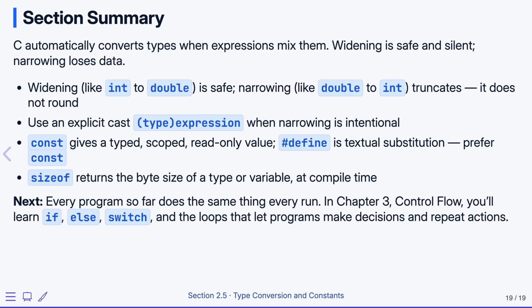Next, in Chapter 3, Control Flow, every program so far does the same thing every run. You will learn if else, switch, and the loops that let programs make decisions and repeat actions.